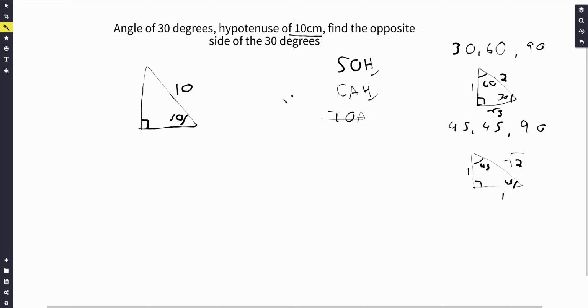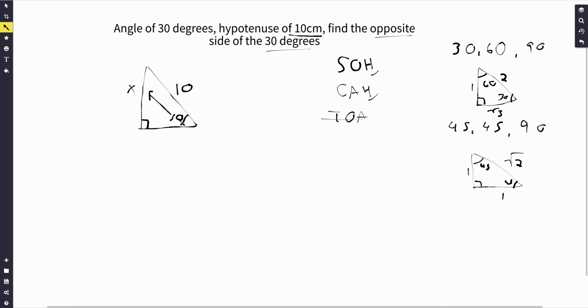Next, what are we tasked to find? We're tasked to find the opposite side of the 30 degrees. The opposite of 30 degrees, well, we know that's right here, this side right here. So doesn't that seem very familiar? It seems like the sine function. We'll just label this x because we don't know what it is.